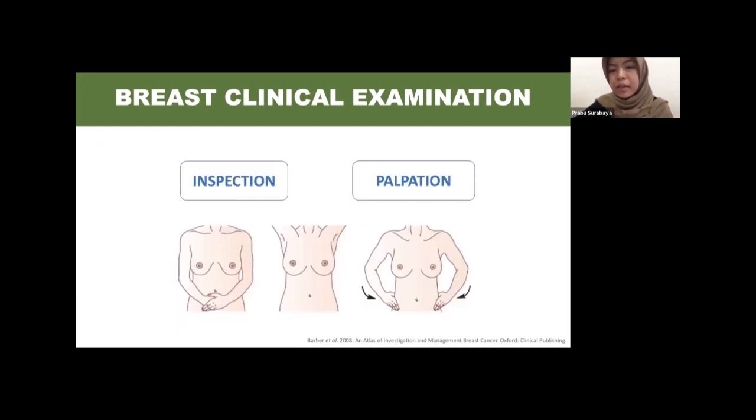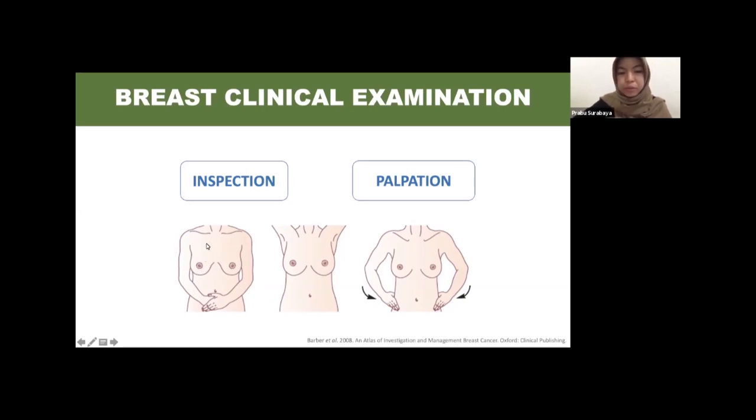The breast physical examination consists of two aspects, inspection and palpation of the breast. Inspection is done when the patient is sitting or standing with both arms relaxed beside the body, and then with both arms raised upwards as high as possible. What we inspect in this patient is the skin condition in both breasts.